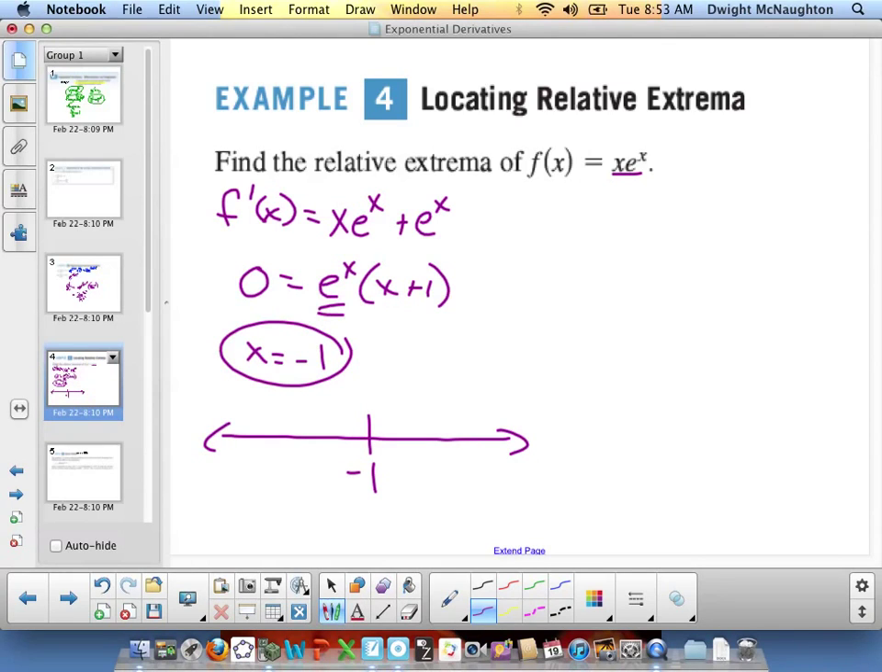If I check 0, e to the 0 is 1. 0 plus 1 is 1. They're both positive. 1 times 1 is positive. So we can see our function is increasing after negative 1. If I throw in a negative value, e to the negative 2 is positive. Negative 2 plus 1 is negative. Negative times positive is negative. So our relative min happens at x equals negative 1.